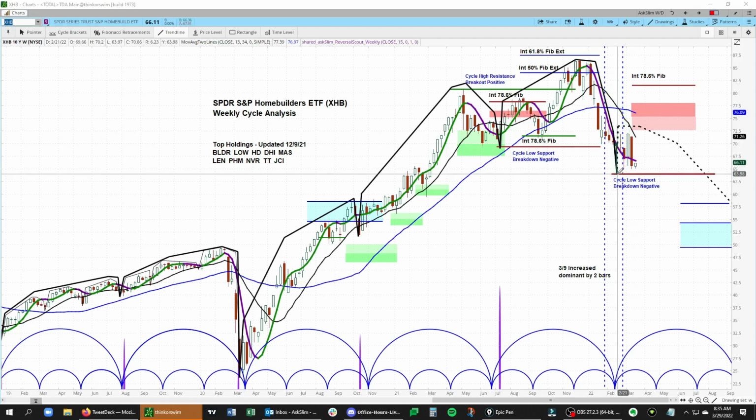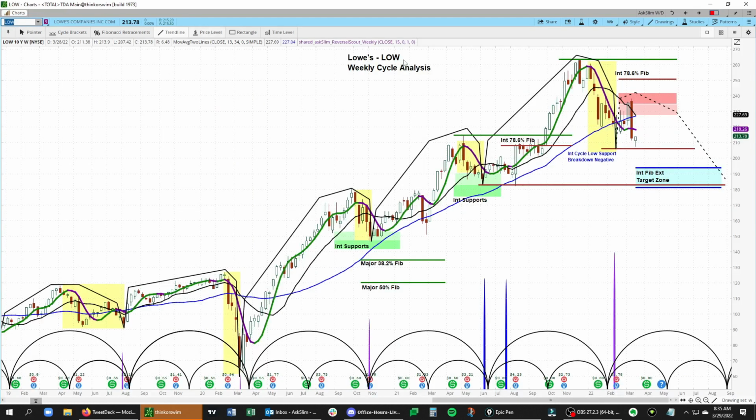The key weekly breakdown level is 63.97, targeting a move on the weekly time frame to the 61.8 at 58.21, and then again, this is the 78.6 to the 100. We always call that in blue. That's 54 to around 49 or so. So that's the picture on the weekly bearish look in the XHB. Let's go ahead and look at the idea in LOW.